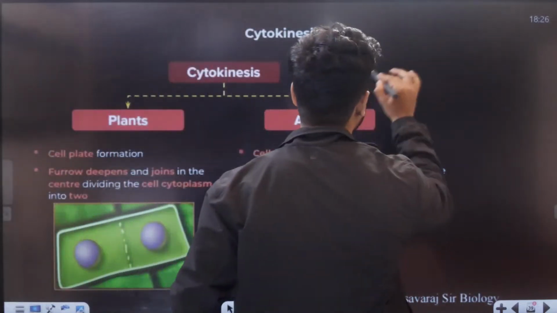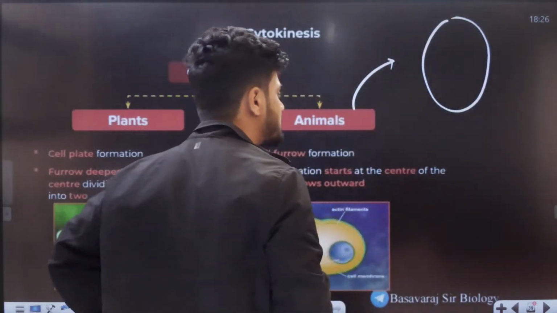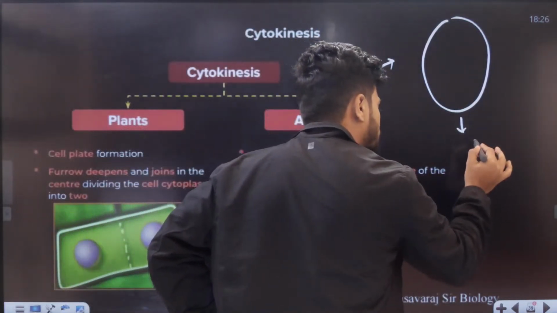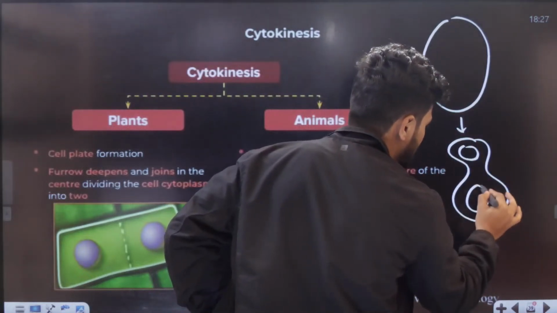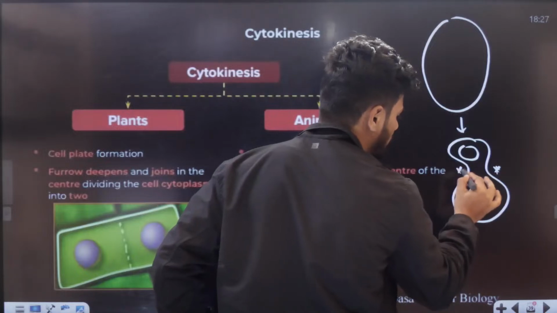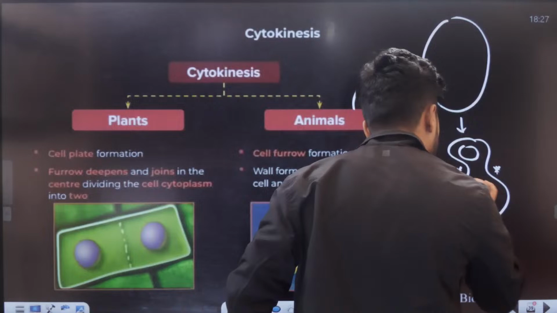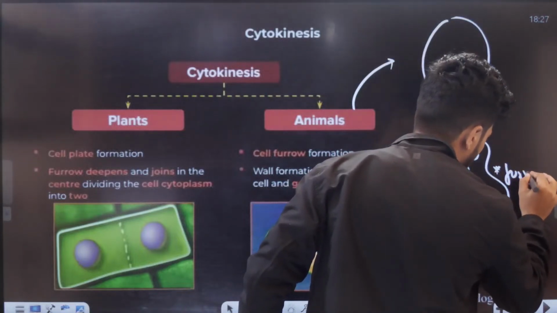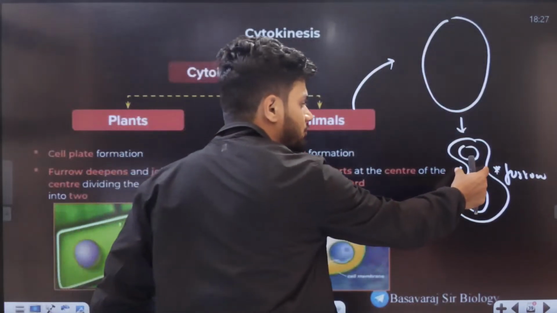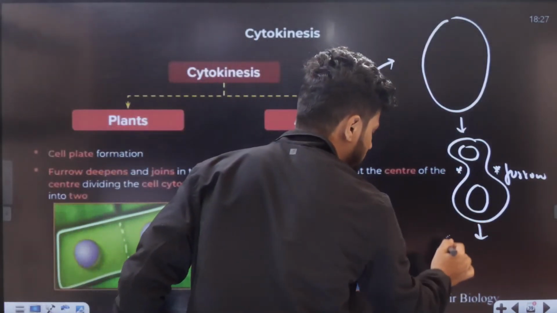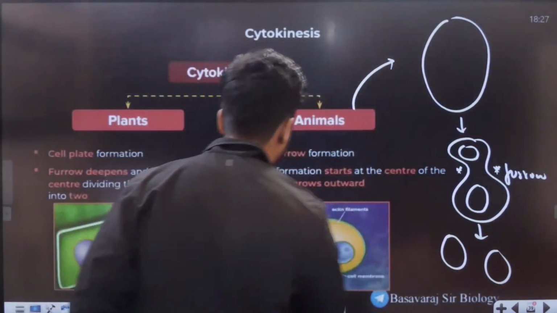So if you see in the case of animal cell, if this is the cell right here, this cell will start to form something called as furrows. Can all of you see this? This is called as furrow formation. Here, furrow formation is happening. So if you keep pinching it, eventually it will become two cells. And this is basically centripetal in manner.